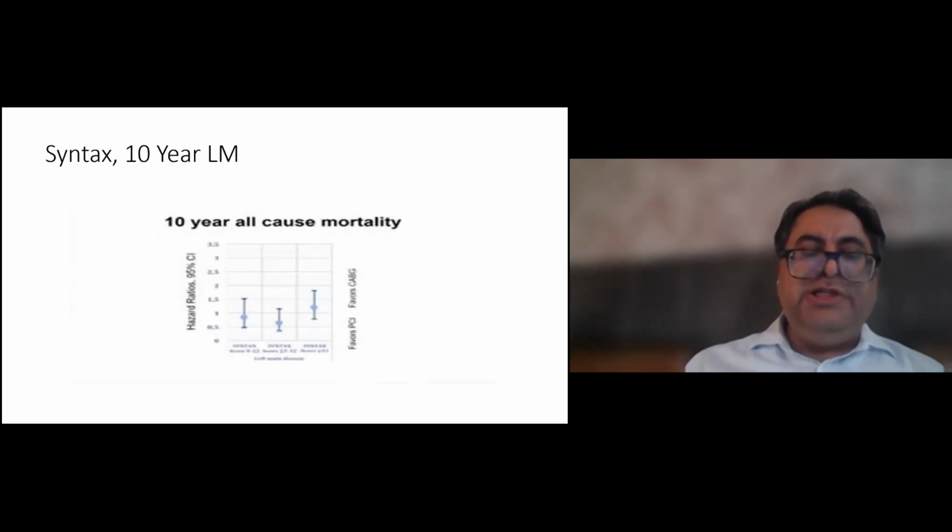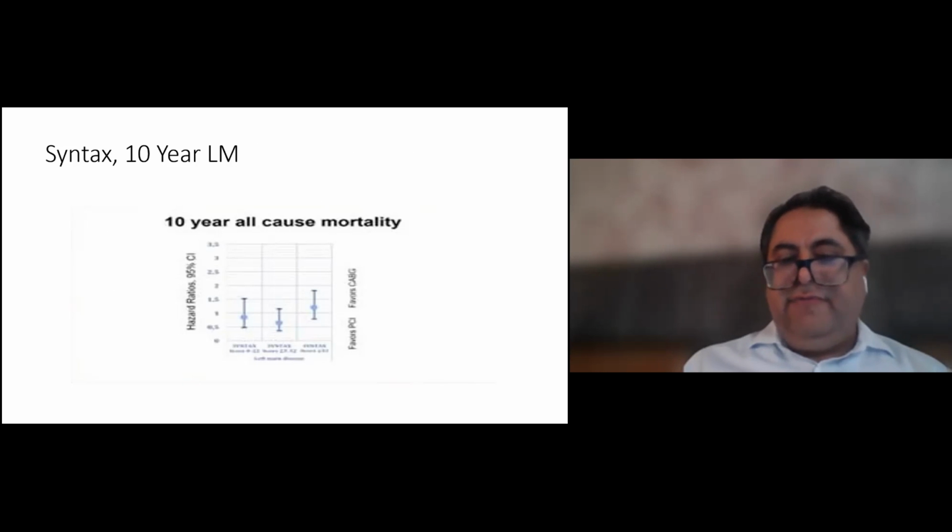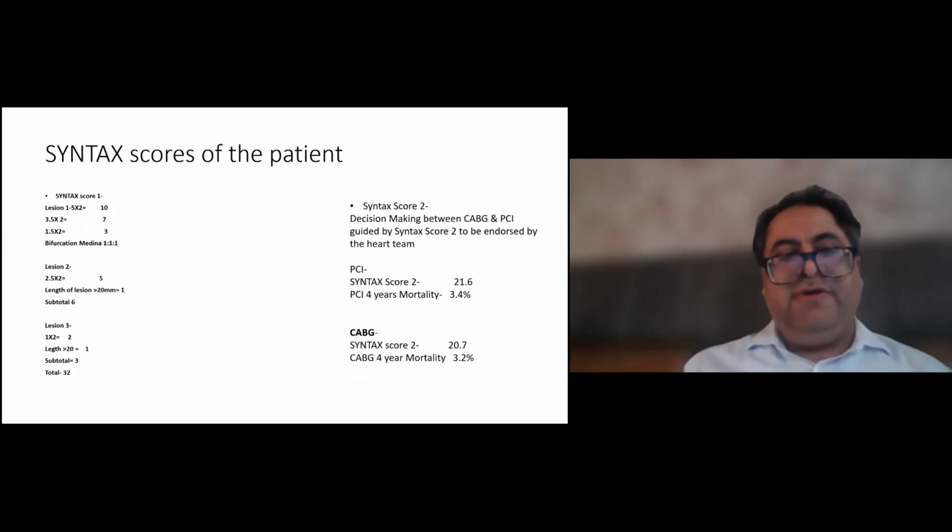Before doing any procedure, we try to calculate the SYNTAX score. We try to correlate it with 10-year all-cause mortality, whether it favors PCI or CABG. So the SYNTAX score of the patients, SYNTAX 1 and SYNTAX 2, is calculated, and decision making is done. Suppose, this is hypothetical, the SYNTAX score is 21.6.